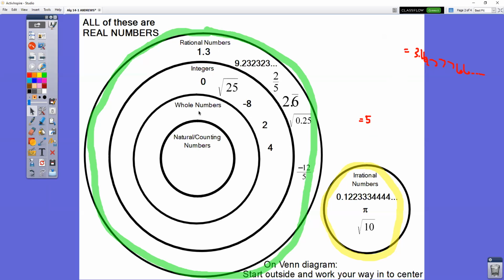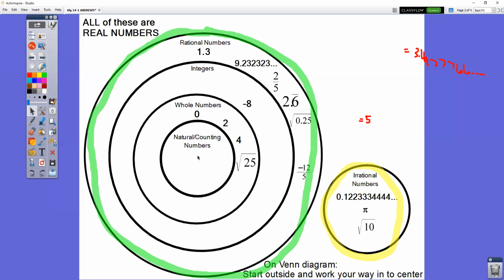So now we want to get even more specific, and we want to move into whole numbers. So whole numbers are positive. They start with 0. I'm going to treat the square root of 25 as 5. So I'm going to say that's positive as well. So by classifying them more, 0, 2, 4, and I'm going to call this 5 are whole numbers, they are integers, and they are rational.